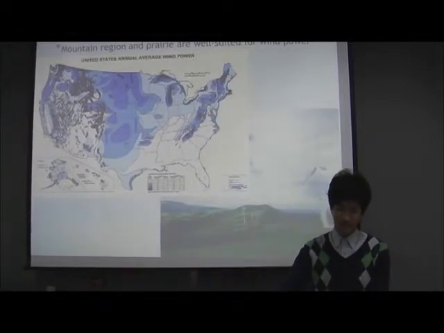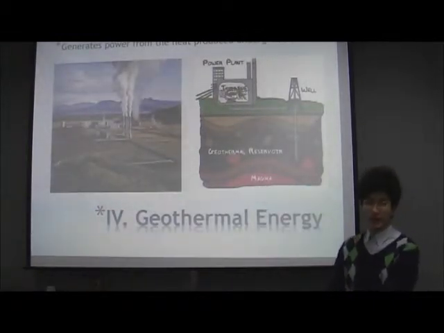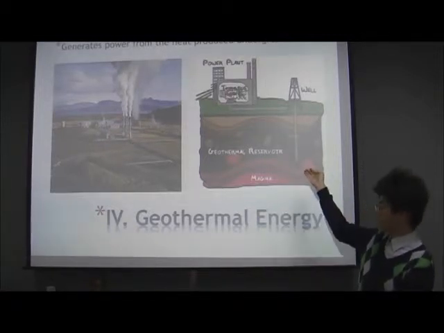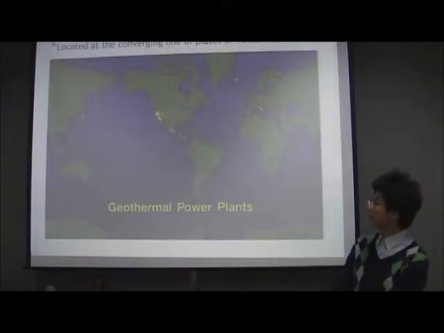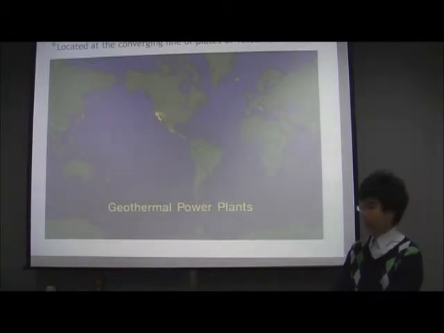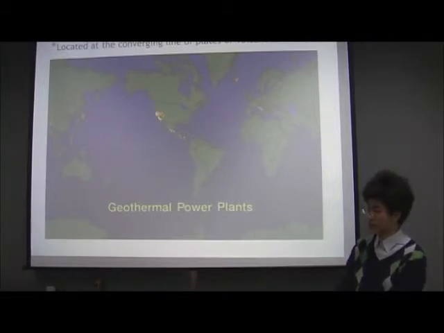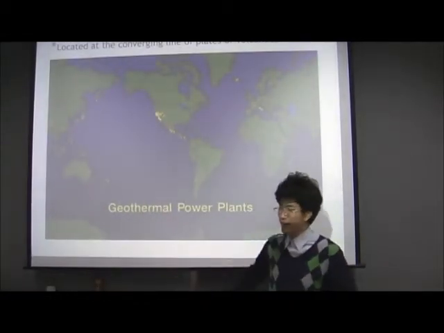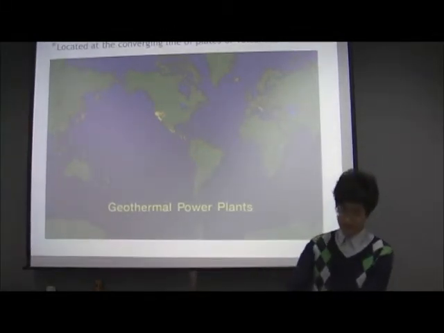It is a mountain region. Another alternative energy is geothermal energy. It generates power from the heat produced underground, and the principle of producing it is shown in the diagram on the slide. Currently the geothermal power plants are located at the places shown on the map, including Japan, California, and Iceland, which have a connection to volcanoes. And this place on the map is called the Ring of Fire, where many volcanoes are located. And as you see, there are many geothermal power plants.